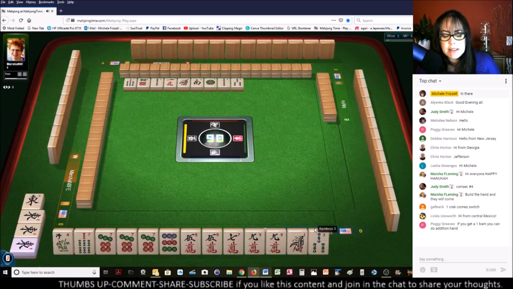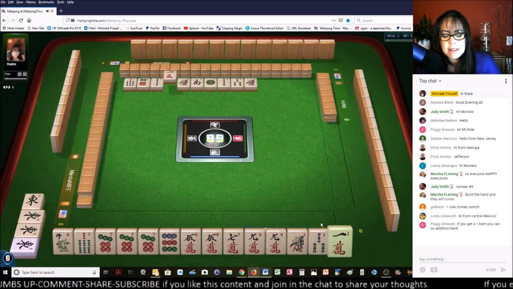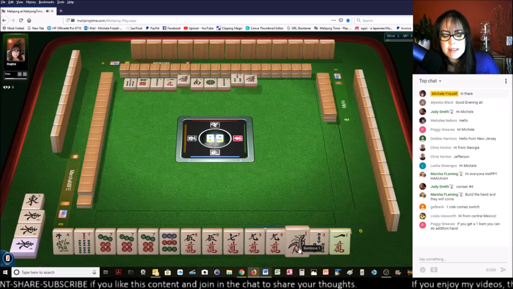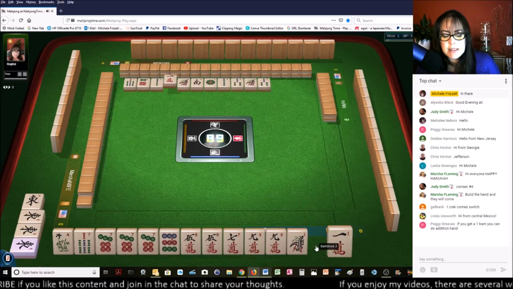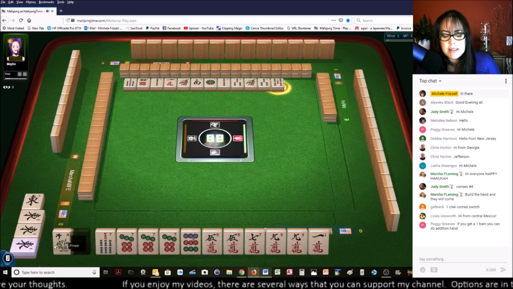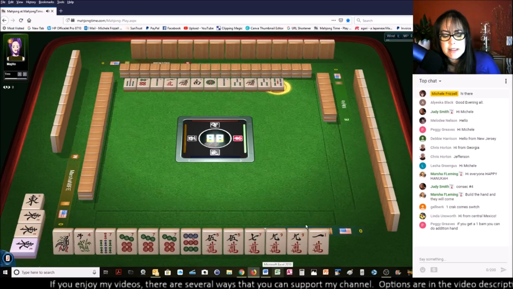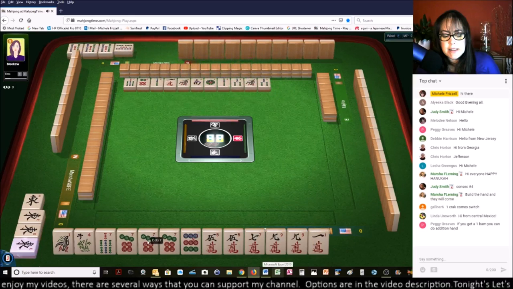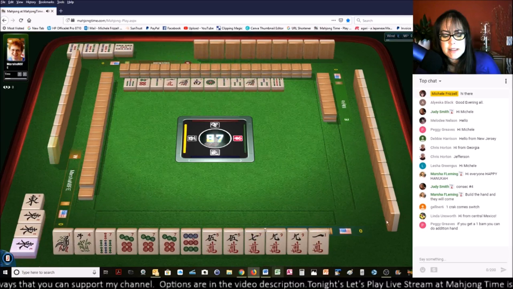If you get a 1 bam, you could do addition. 1 bamboo. Let's see. We got a 1 crack. Let's get rid of the 3. 3 bamboo. Let's see. 7-5-12. 7-5. 5 bamboo. We do have a 1 bam here. Let's hold on to it. Maybe we could play addition. 7 dot, 5 crack. And then 1-2 bam. Good call, Peggy.